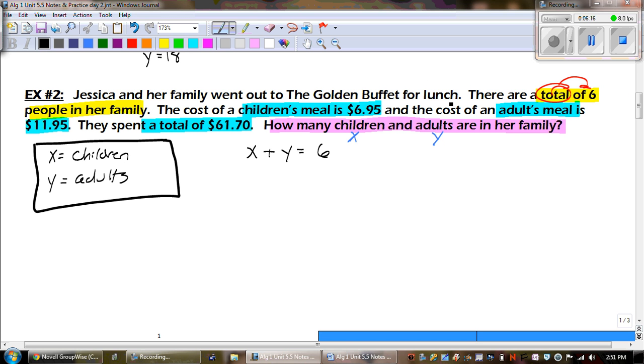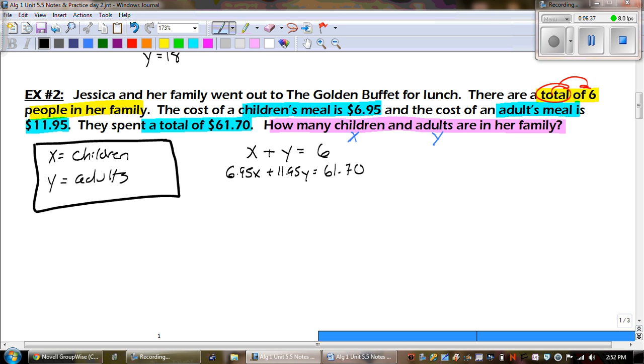Now, in the blue, we know that a children's meal is $6.95. So we got 6.95x plus the adult meal is 11.95y. So if we add those two things up, we're going to get the total for their family.